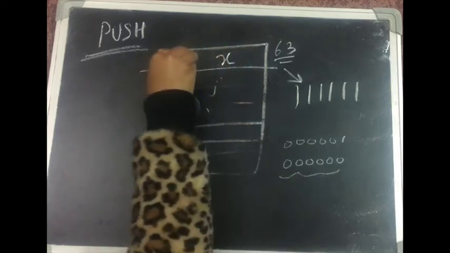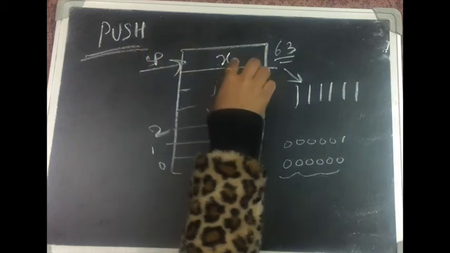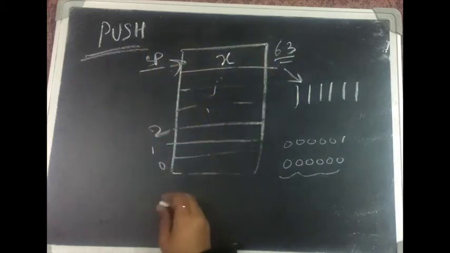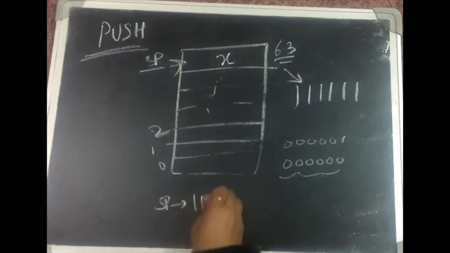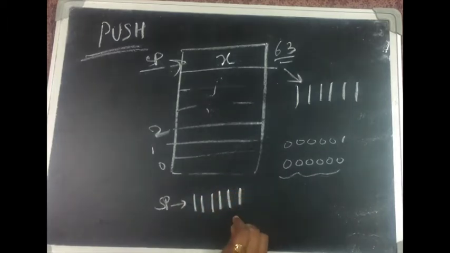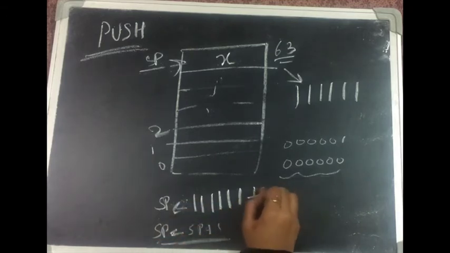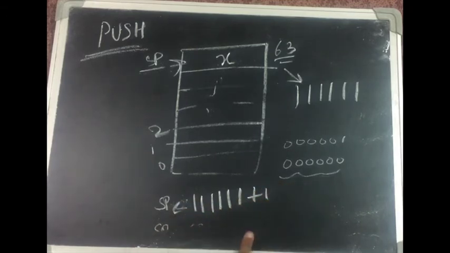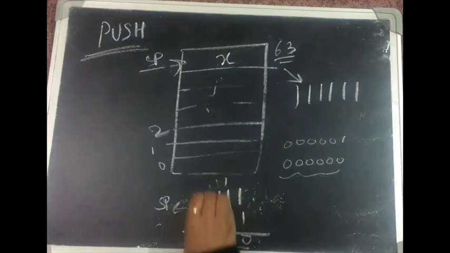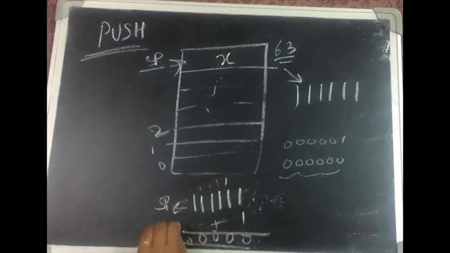Now when the stack pointer is pointing over here and I want to insert one element to the stack, I have to increase SP. So SP has to become SP plus 1. What is going to happen when I add plus 1 to this value? We get 000000 and 1 carry.